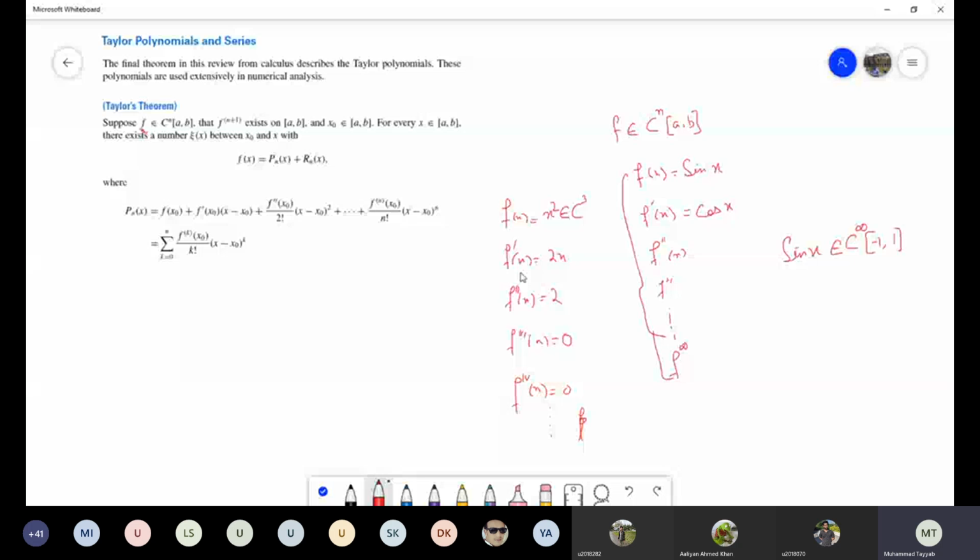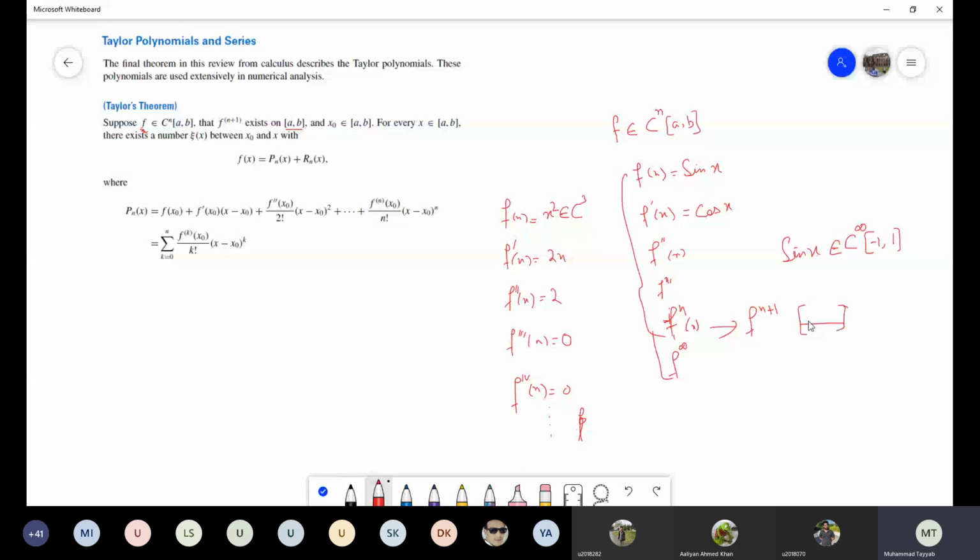Suppose the function f belongs to C^n, n-time differentiable on the interval AB, and the n plus 1 derivative exists on AB. So he's saying that, let's say you have computed the nth derivative, f^(n) of x. Then there's another derivative, f of n plus 1, and it will exist on the interval AB. The interval AB can be anything, like between A and B.